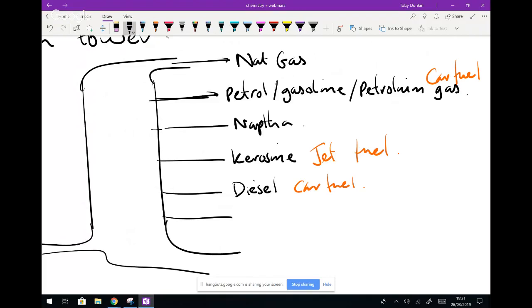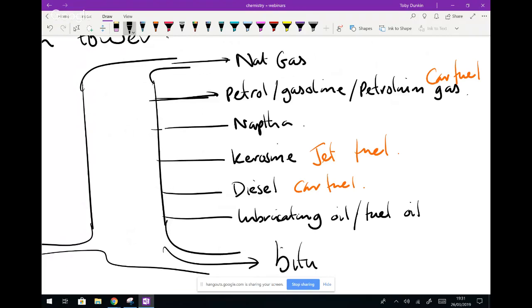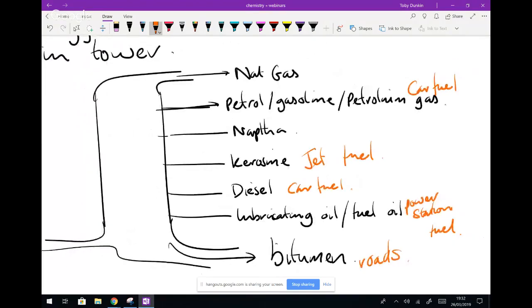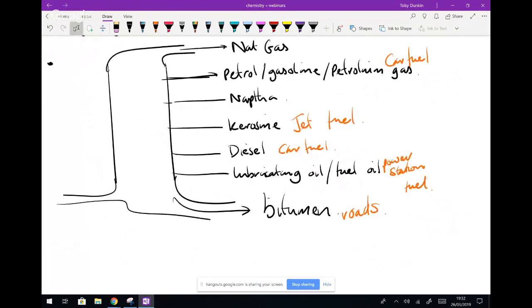Followed by, this is usually lubricating oil, but sometimes put in as fuel oil. And the very bottom one is bitumen, which is used on roads. By the way, fuel oil or lubricating oil is fairly expanded. Fuel oil is power station fuel, or boat fuel. And bitumen is for road surfaces, roads. So yes, they genuinely will ask you for those.